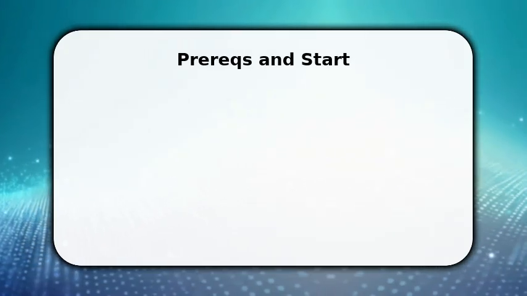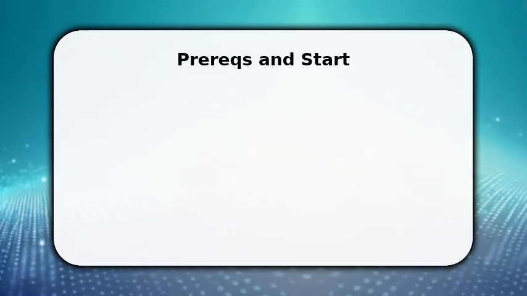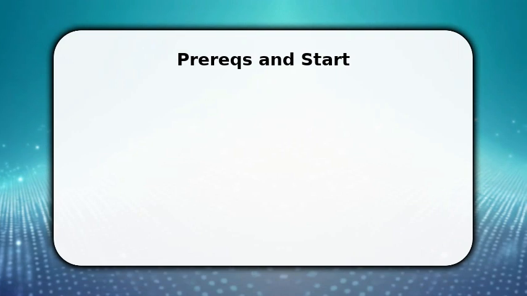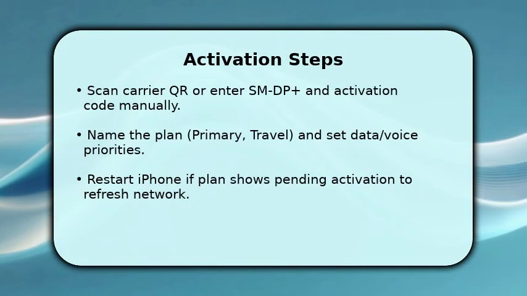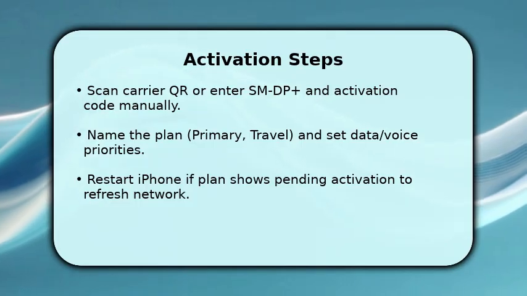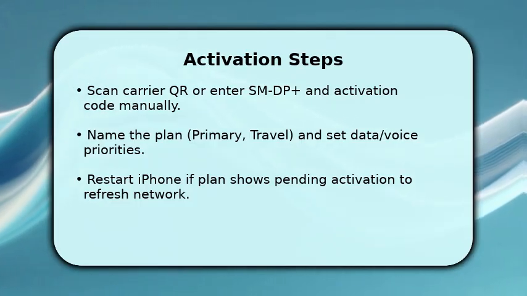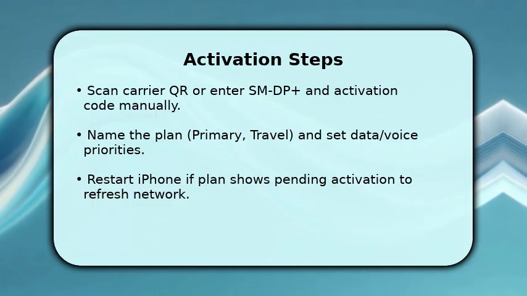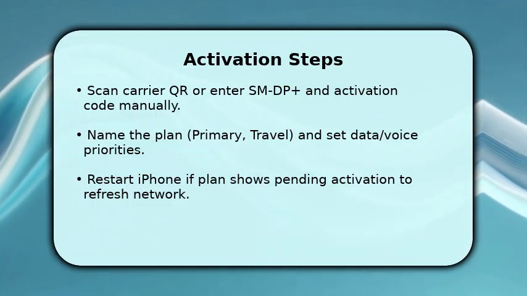Once done, open Settings and tap Cellular. Then choose Add Cellular Plan to start scanning the QR code, or you scan the carrier QR code and immediately follow on-screen prompts to add the plan. If the QR fails, choose Enter Details manually and input SMDP plus address and activation code.